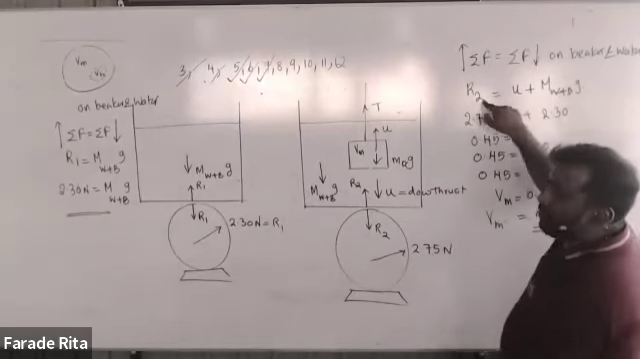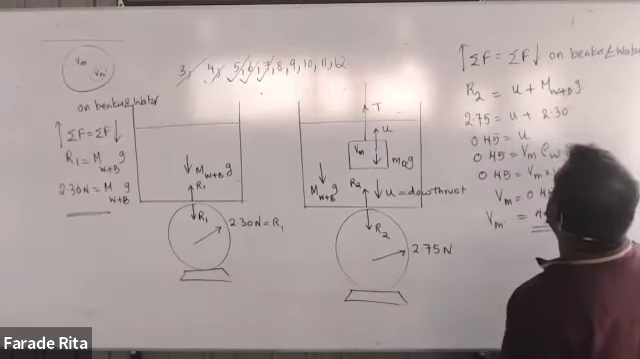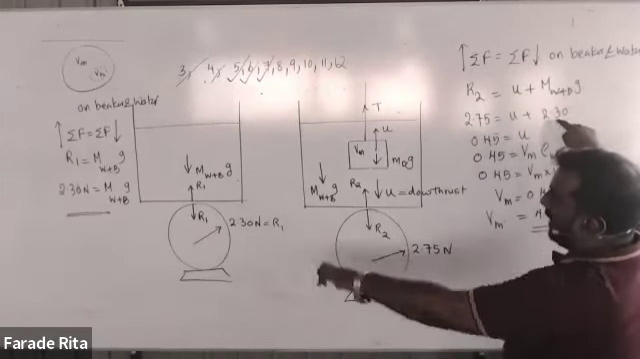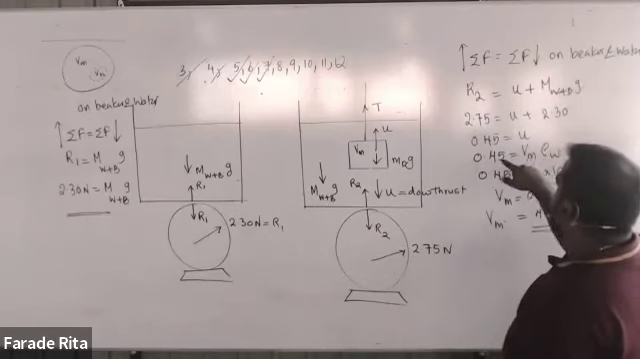New reading is 2.75. Reading is the reaction, 2.75. Weight of the water and beaker there, 2.3. Then you can find the downthrust. Downthrust and upthrust both are what?